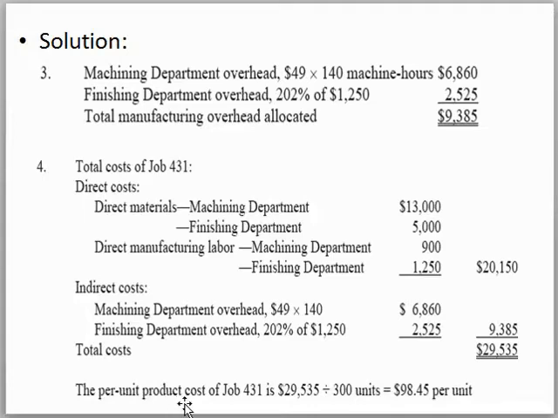So the per unit product cost of job 431 is 29,535 divided by 300 units, we will get 98.45 per unit.